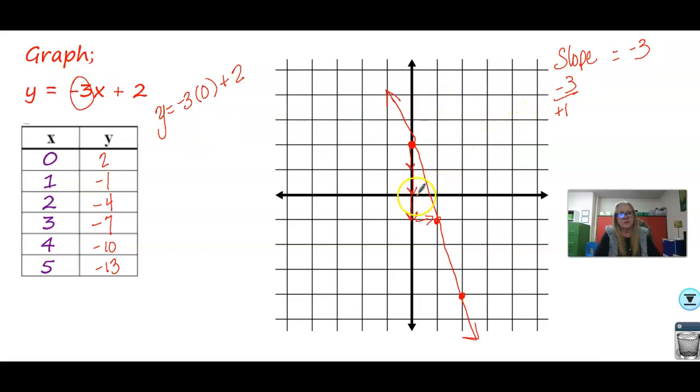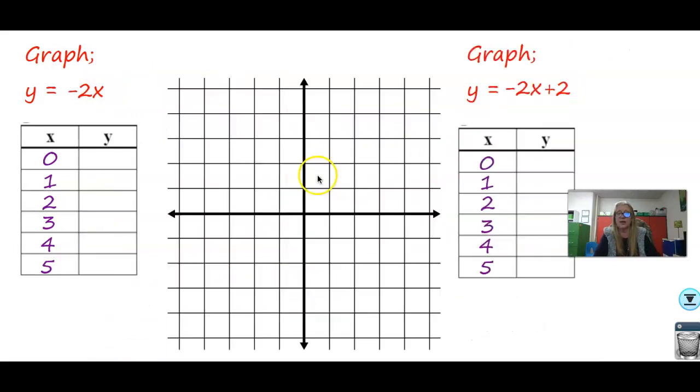What's the y-intercept of this line? Right here, that's our y-intercept. This would be 0, 1, 2. So our y-intercept is positive 2. Here's our positive 2. So this is not a coincidence. This is exactly how it's supposed to work out each time.